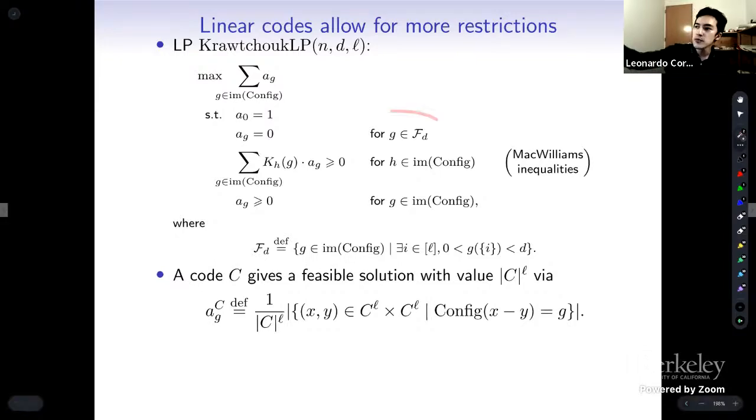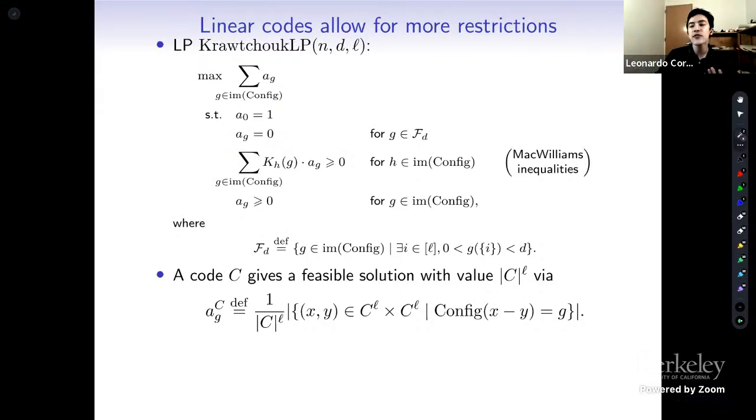And let me focus a little bit on this restriction here. This restriction is just saying, well, if my code has distance at least D, then when I do these kinds of counts, if my configuration G is such that there is a singleton coordinate strictly between 0 and D, well, the singleton coordinate is measuring the Hamming weight of the difference of exactly one code word with one code word. So it cannot be between 0 and D. So that forces the count to be 0.